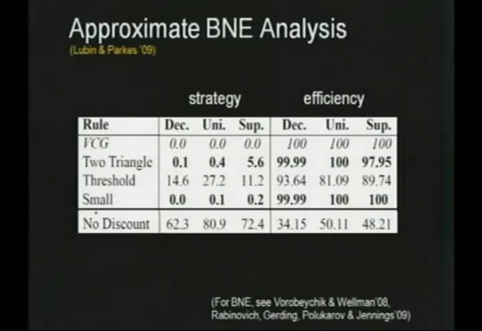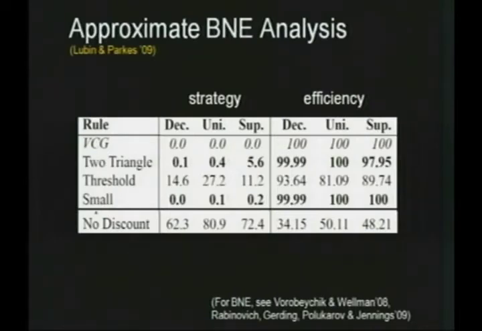And for different distributions and for different rules, we computed the amount by which agents strategize, the amount by which they shave their values down in each of the 4 mechanisms, ignore the 2-triangle mechanism, and the effect that had on the economic efficiency.